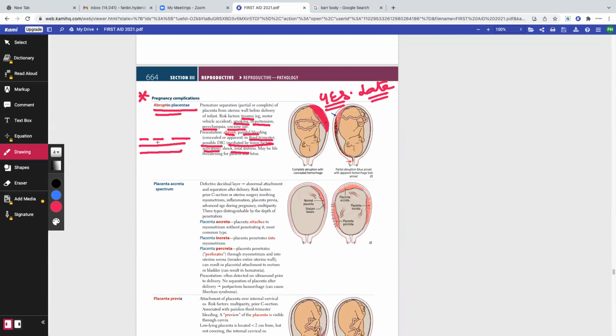So that's that. Now, how will you manage this patient? Do we go for active CS delivery? Yes or no? The answer is yes. Emergent CS delivery. Yes. Okay, good. Very good.